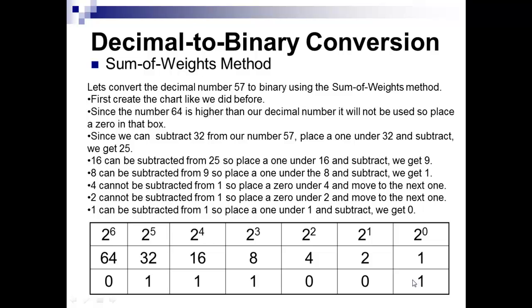So the binary number 111001 is equivalent to 57. So 111001 is 57 in decimal. Now that's using the sum of weights method. Let's do the successive division.